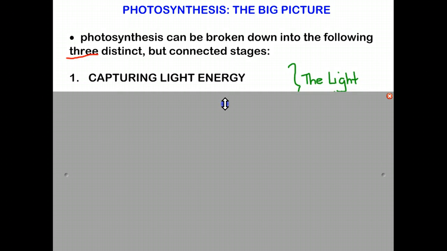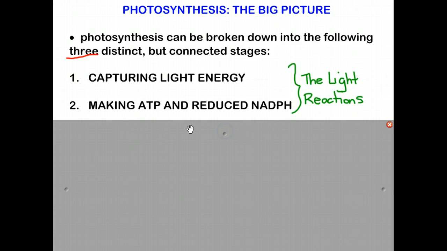So the first stage is capturing light energy. We all know that plants need light in order to undergo the process of photosynthesis. And from that, they can make ATP and a reduced form.